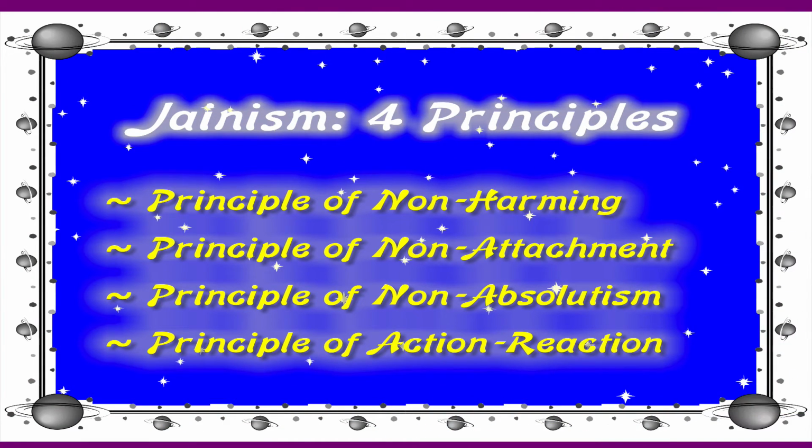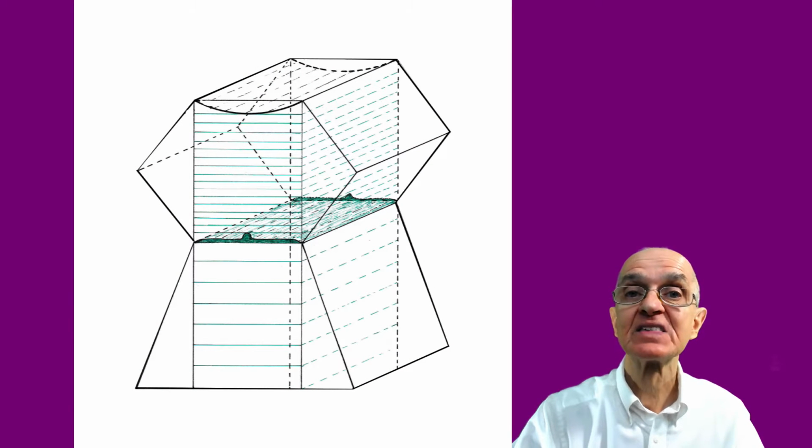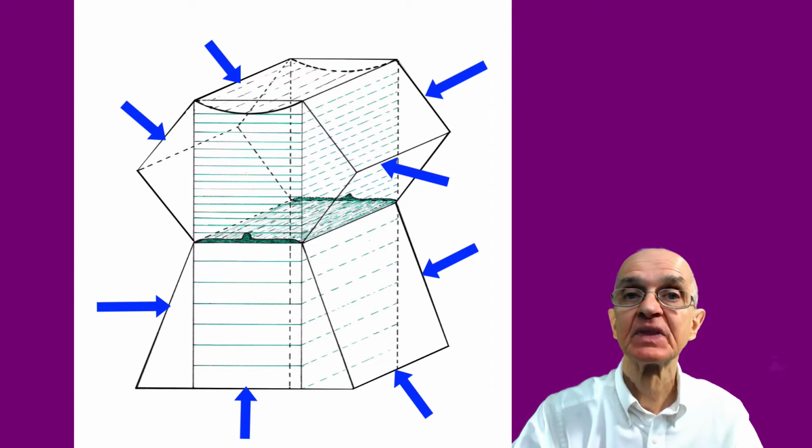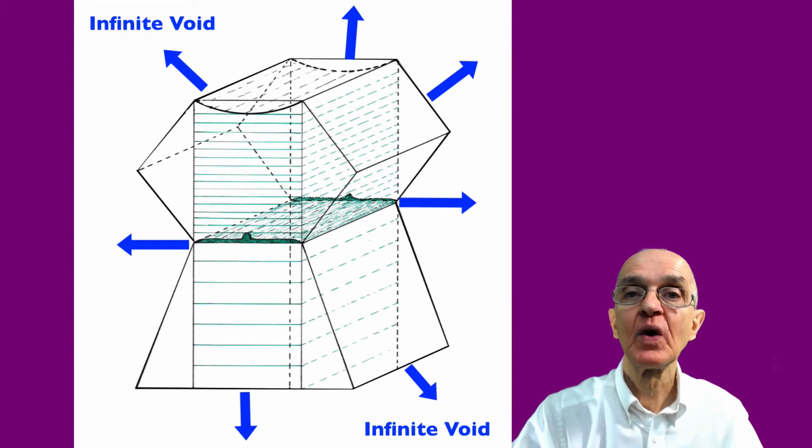Four main principles of Jainism: the principle of non-harming, the principle of non-attachment, the principle of non-absolutism, and the principle of action-reaction. It is these 6 substances which make up the structure and shape of the cosmos. The cosmos is not enclosed as the lines on the illustration might suggest. The exterior shape of the cosmos is established by the extent to which the substances extend. For example, space extends to this outer limit and no further. There is nothing outside of the cosmic structure. Outside the cosmos structure is an infinite void.